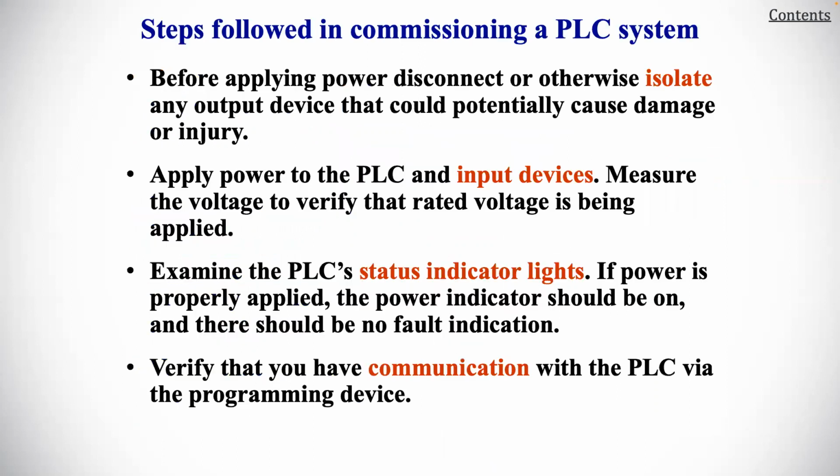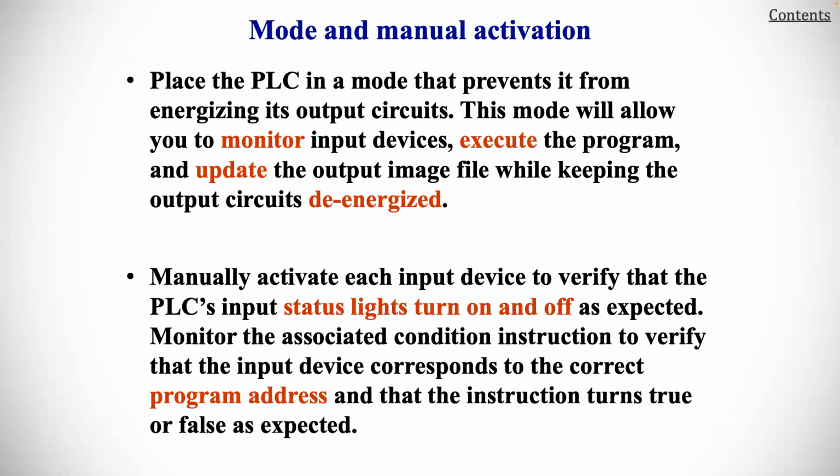Before applying power, disconnect or otherwise isolate any output device that could potentially cause damage or injury. Apply power to the PLC and input devices, and measure the voltage to verify that the rated voltage is being applied. Examine the PLC status indicator lights. If the power is properly applied, the power indicator should be on and there should be no fault indication. Verify that you have communications with the PLC via the programming device.